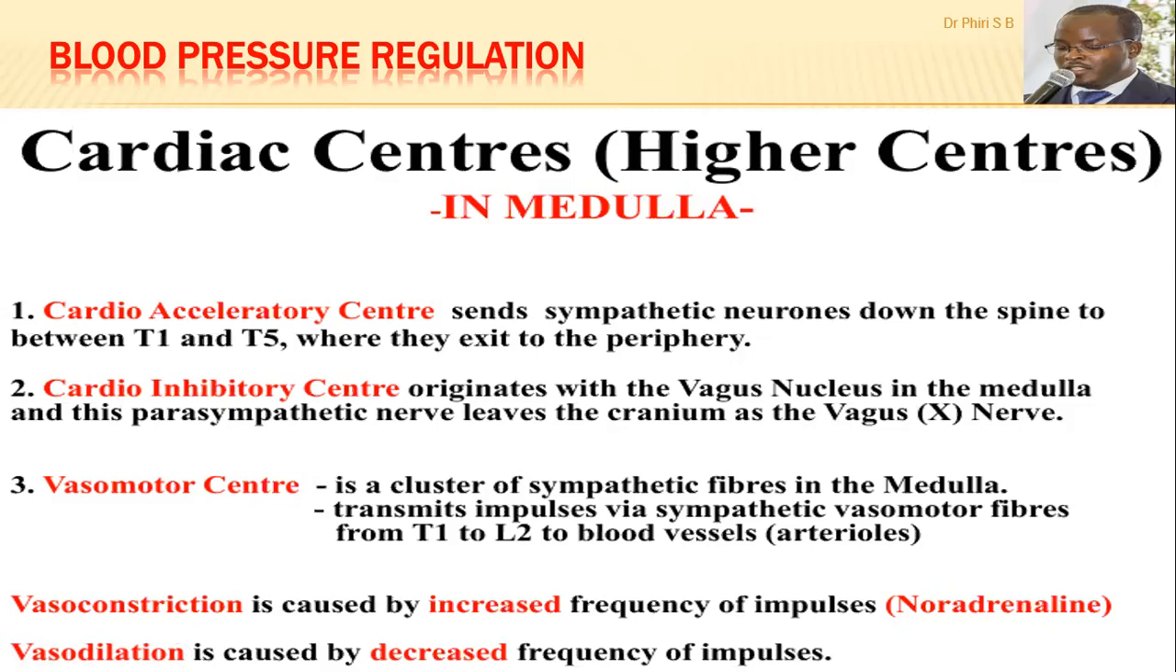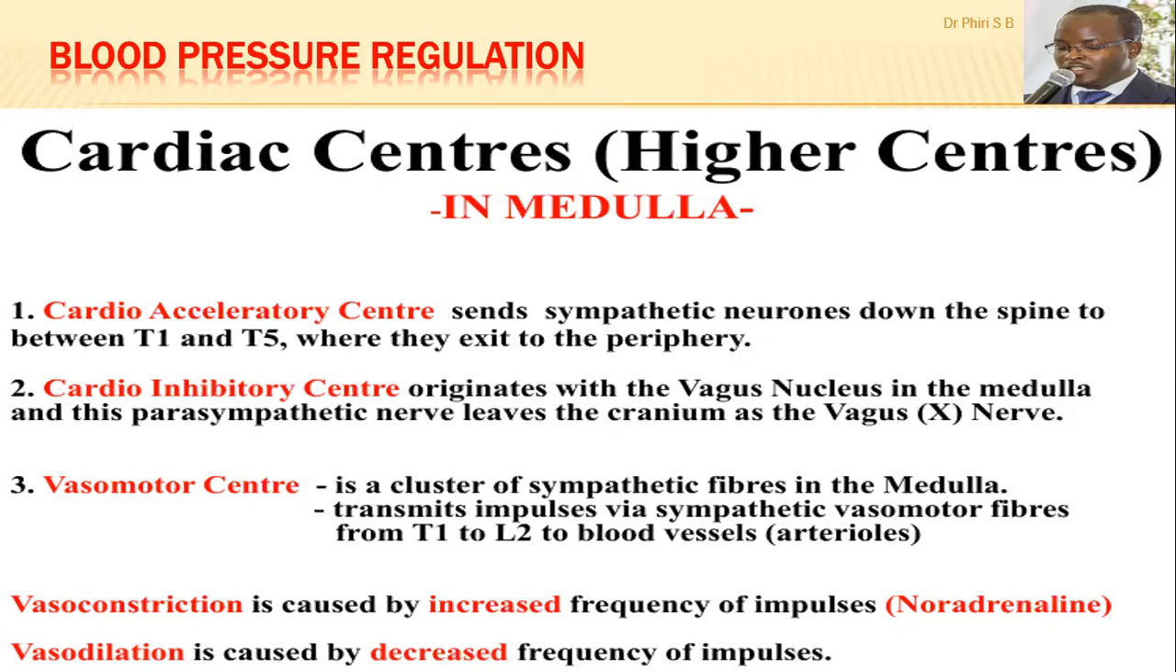Then you have the vasomotor center. The vasomotor center, these are the sympathetics that are innervating the blood vessels. So these are the major centers within the medulla. These centers are controlled by a nucleus called the nucleus tractus solitarius. Once it's stimulated by certain pathways, it can result in stimulation or inhibition of the cardio acceleratory center, or stimulation of the cardio inhibitory center, and also the vasomotor center, depending on the mechanisms that we are about to discuss in the next slide.